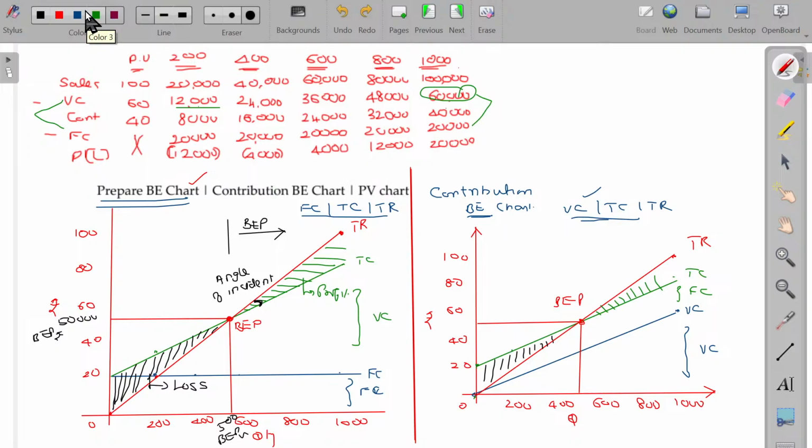Now, we will move on to the PV chart. Profit volume ratio chart. So you just post the profit only. That's called PV chart. Okay.